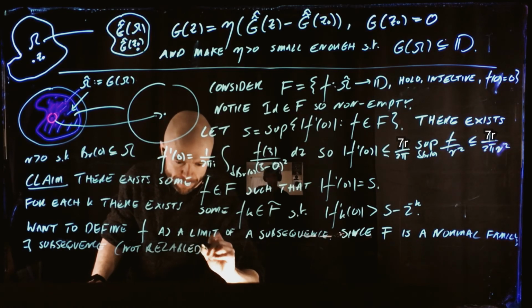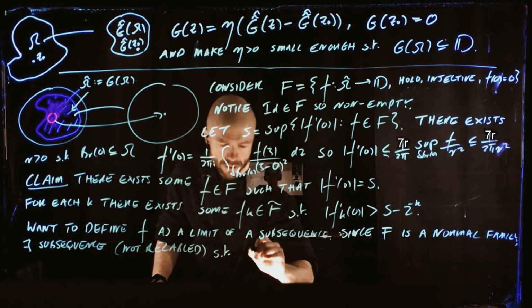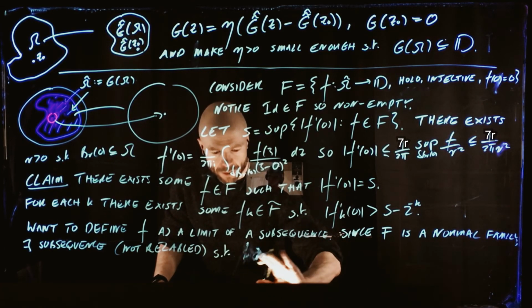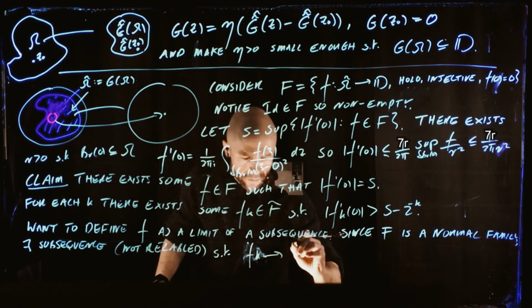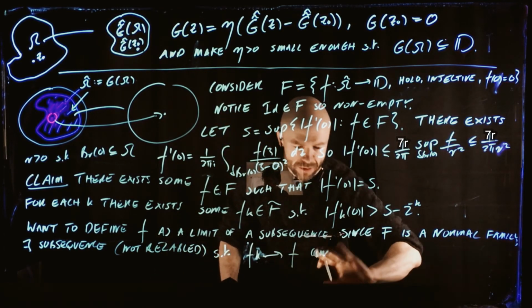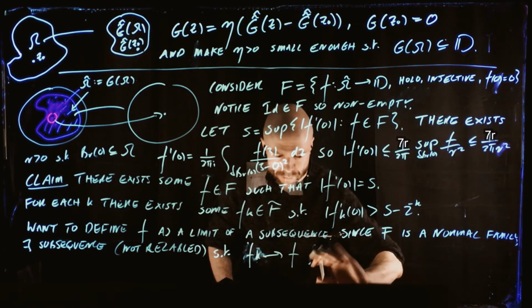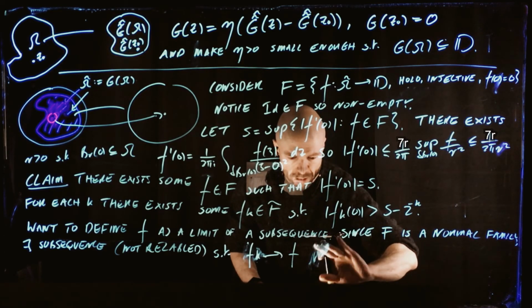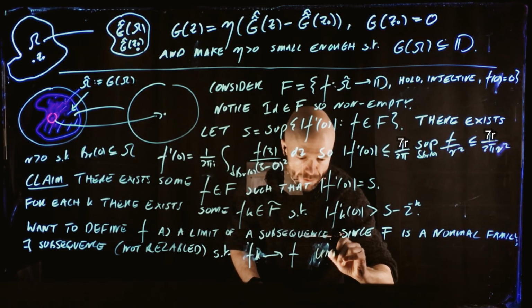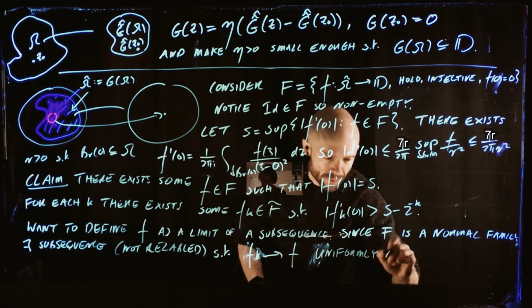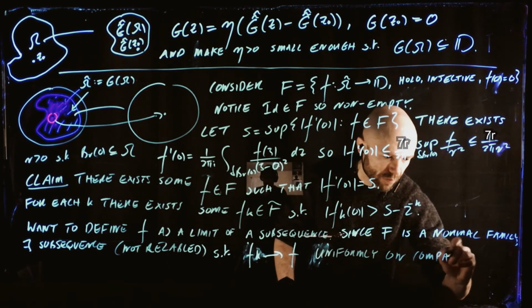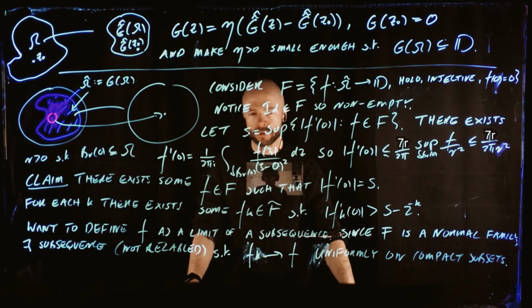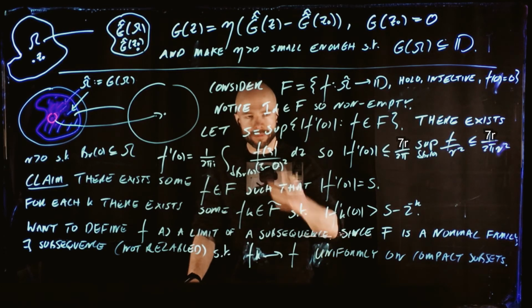and then let's spell that word. Such that the limit, or let me write this in words, such that Fk tends to F on compact subsets of omega. This is uniform convergence. Write that as well. Uniformly on compact subsets. All right, cool. So there is some f as a limit.